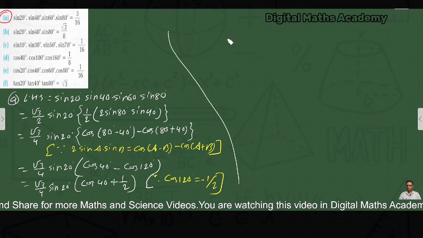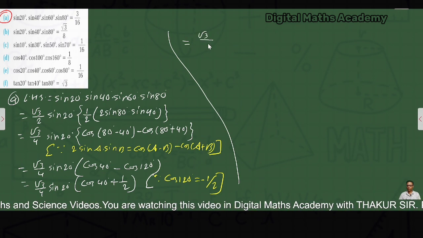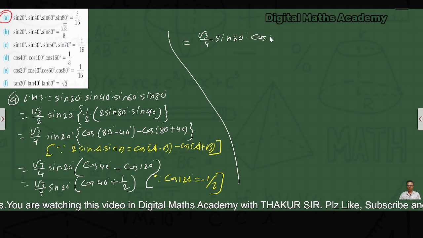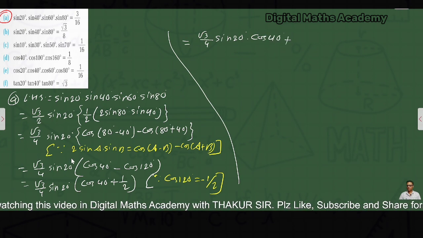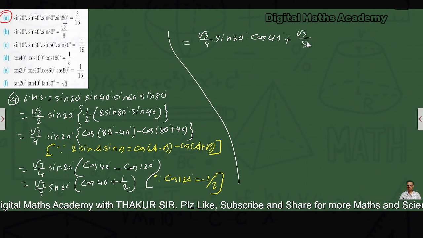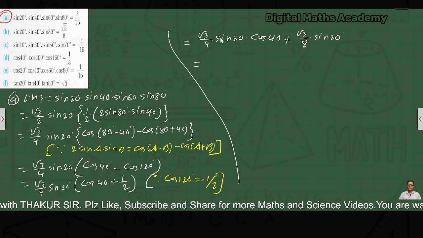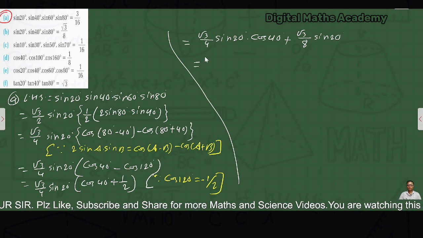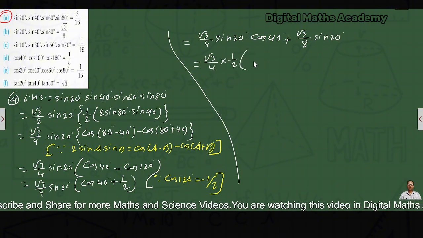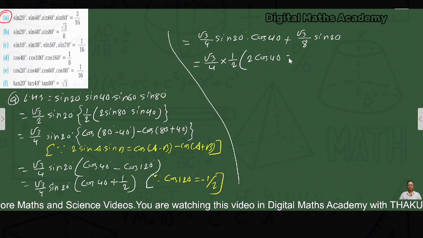Now we are going to open the bracket, so we have here root 3 by 4 sine 20 degree dot cos 40 degree, and plus root 3 by 4 into 1 by 2 gives us root 3 by 8 sine 20 degree. Now we are going to write it in the form of formula, so we have here root 3 by 4 into 1 by 2, and inside the bracket we write 2 cos 40 degree dot sine 20 degree.